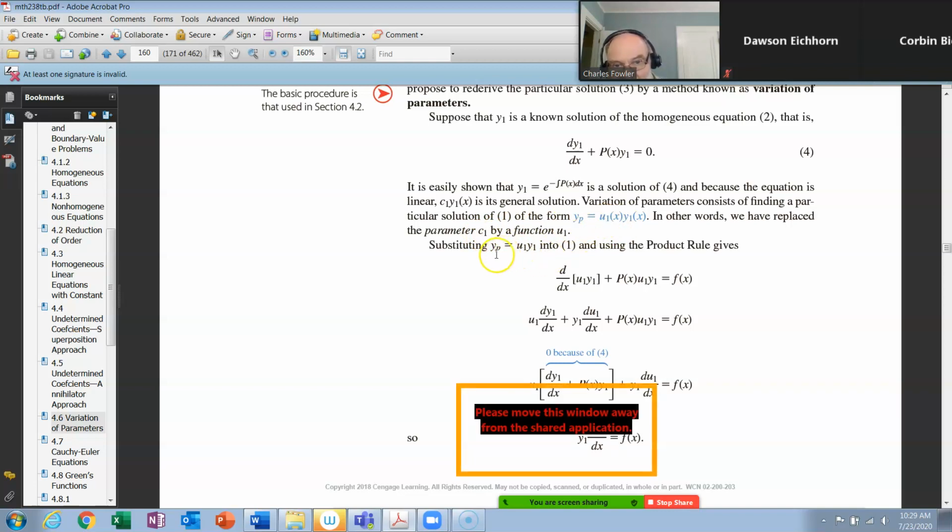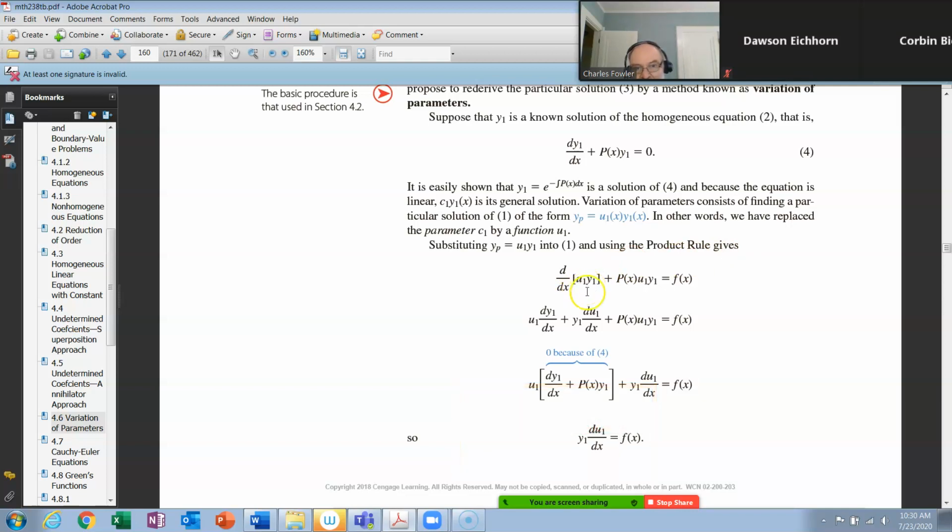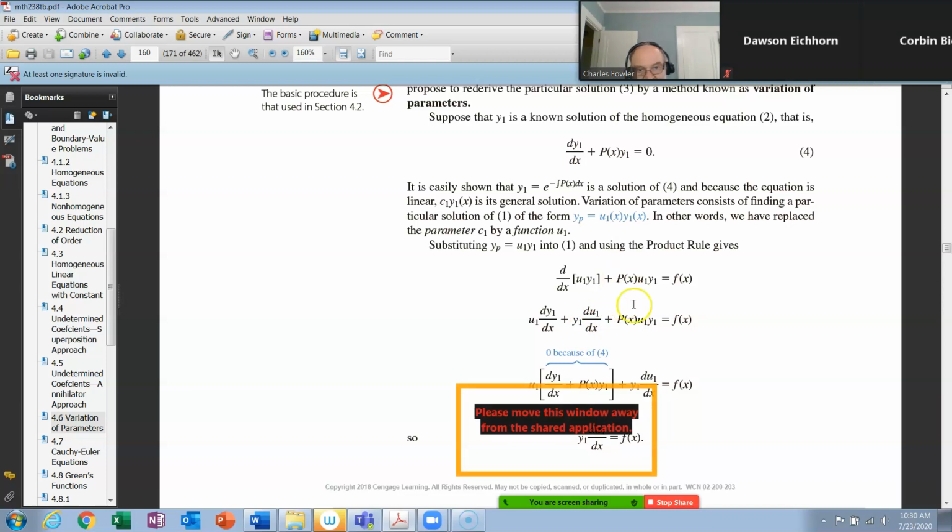So, substituting now the y sub p to be u1 y1 into your original equation, using the product rule, this technique we've done about two or three times now, the derivative of that thing would be u1 y1 prime plus y1 u1 prime, plus the p of x u1 y1 equal f of x.